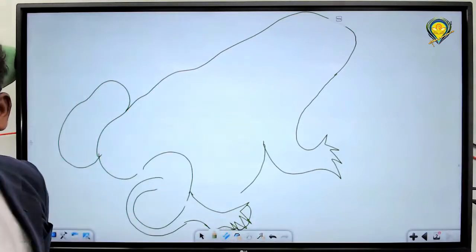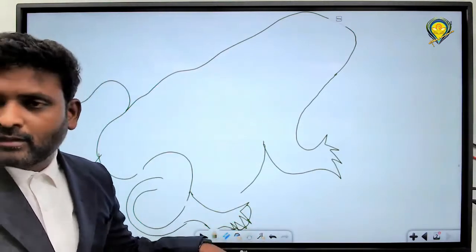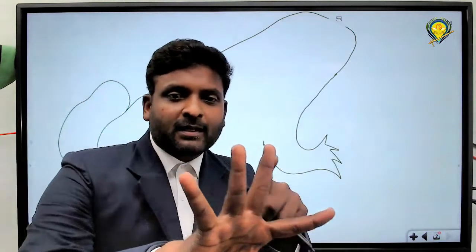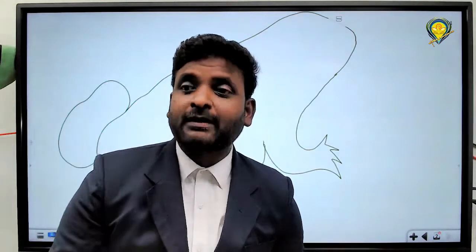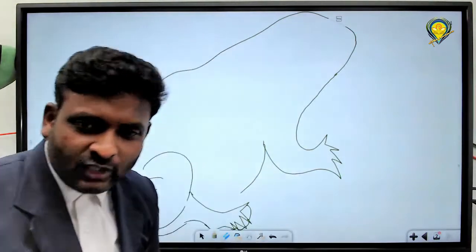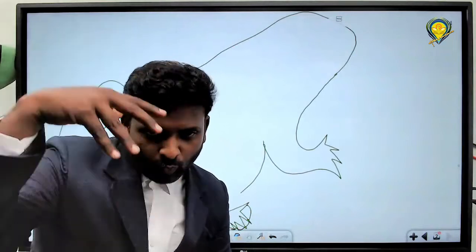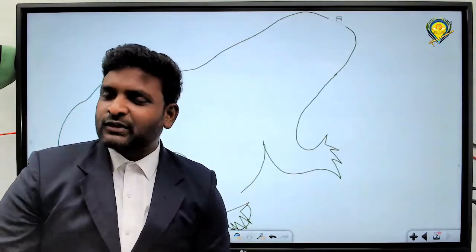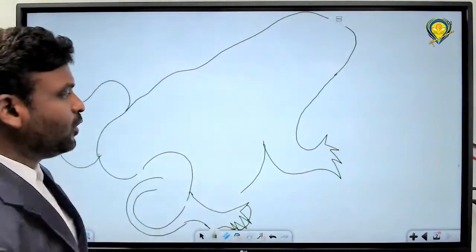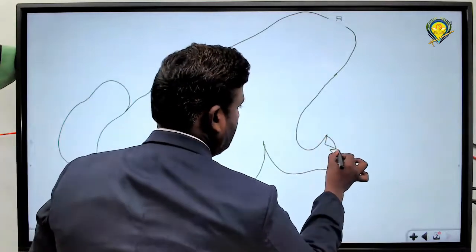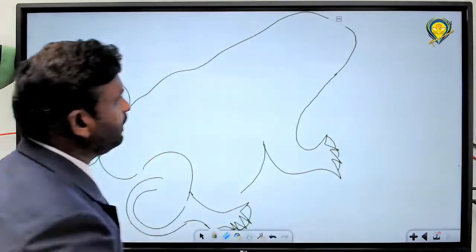Webbed feet are there. The web is present here. You know why? It helps in swimming. If there is a web, there is no chance of sinking. Otherwise it would sink, right? So that is why it helps. So both forewings and hind wings, right?